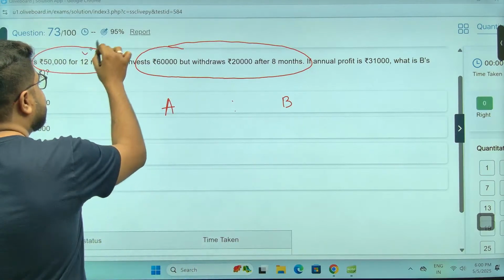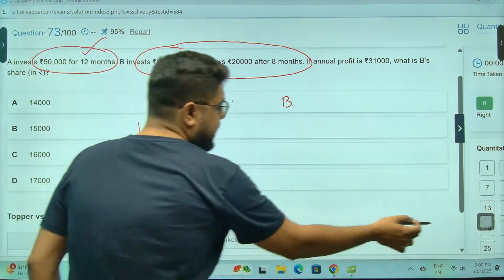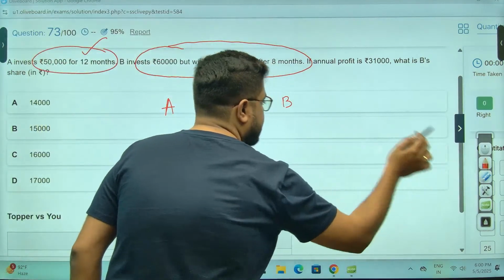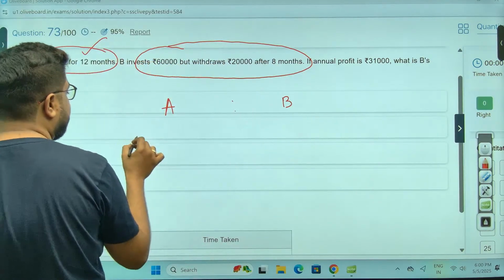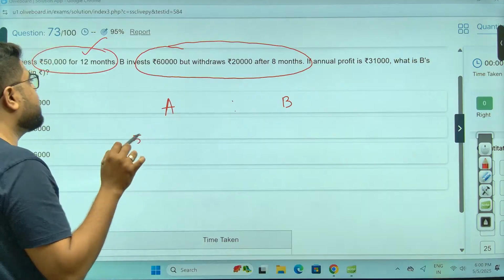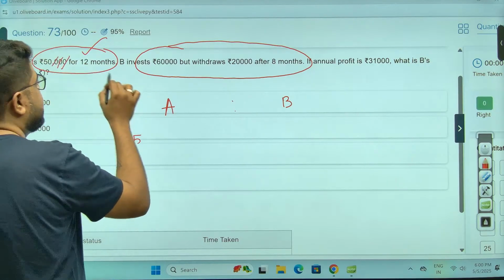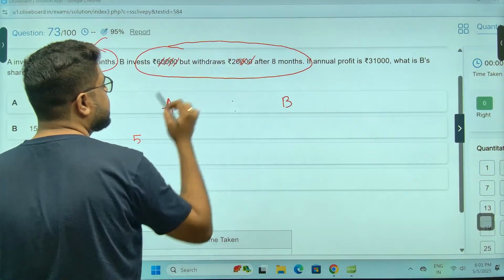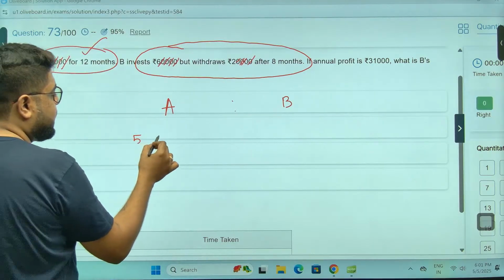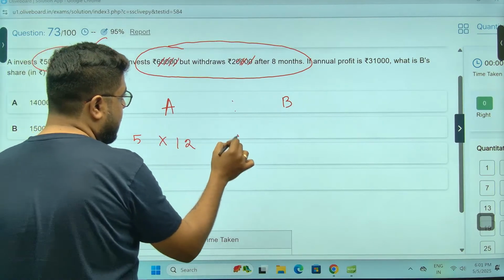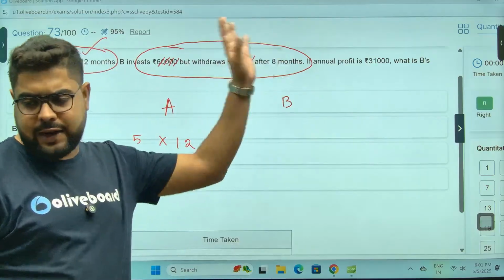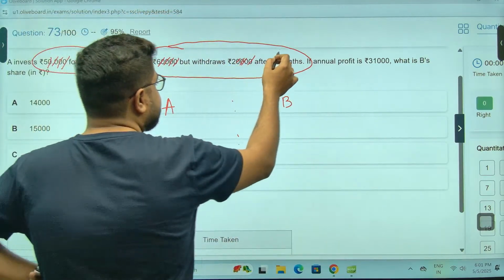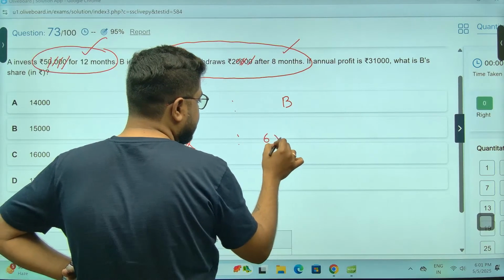So A is not doing anything. He is saying, chalo bhai, whatever my money, it will be there. So 50. First things first, can I do anything? 1, 2, 3, 4 zeros gone. So 5 rupees for 12 months. Always, if you can cancel upfront, cancel upfront. Don't worry. Now, 6 rupees for 8 months.